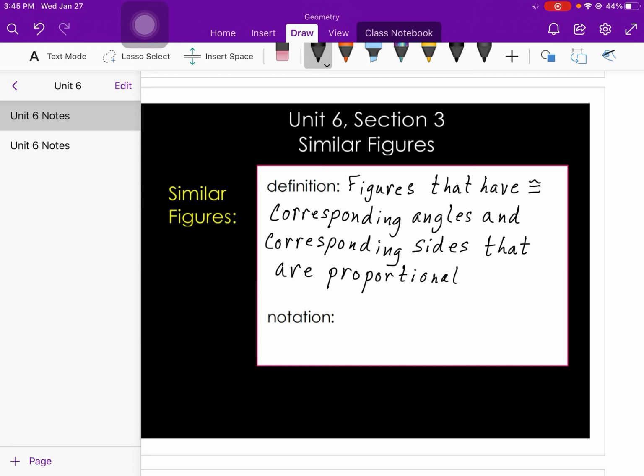Meaning that when you're comparing the sides, they reduce down to the same fraction, they have the same ratio. Basically, this is a way to say that it's the same exact shape, that's why the angles are the same, just different sizes. One's going to be bigger, one's going to be smaller.